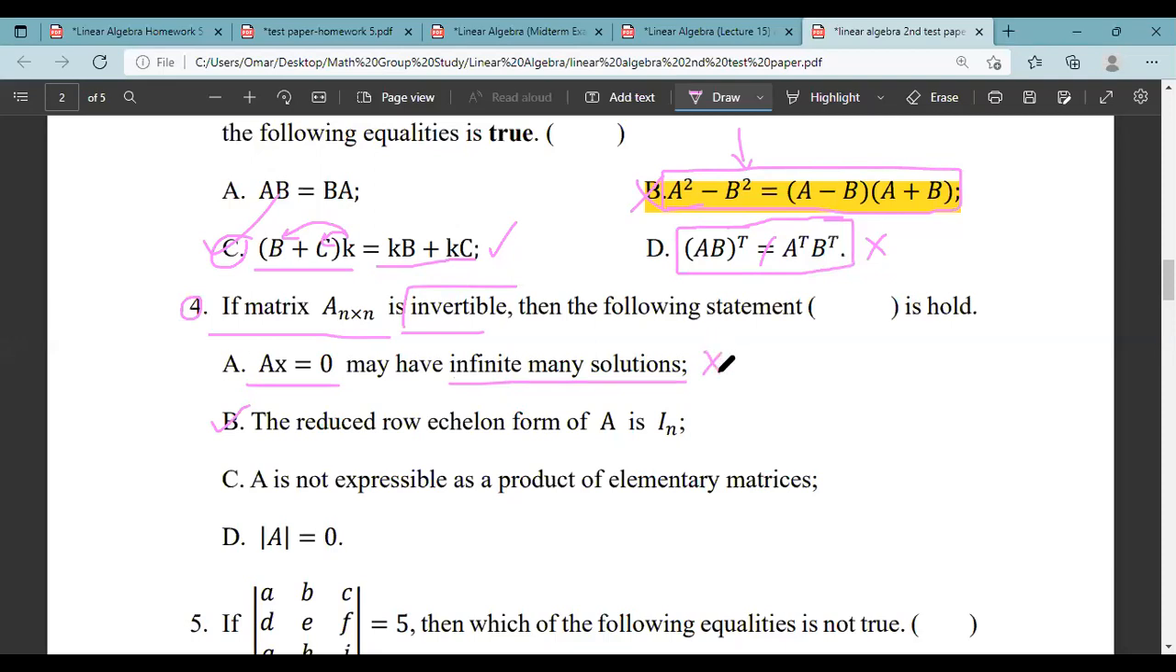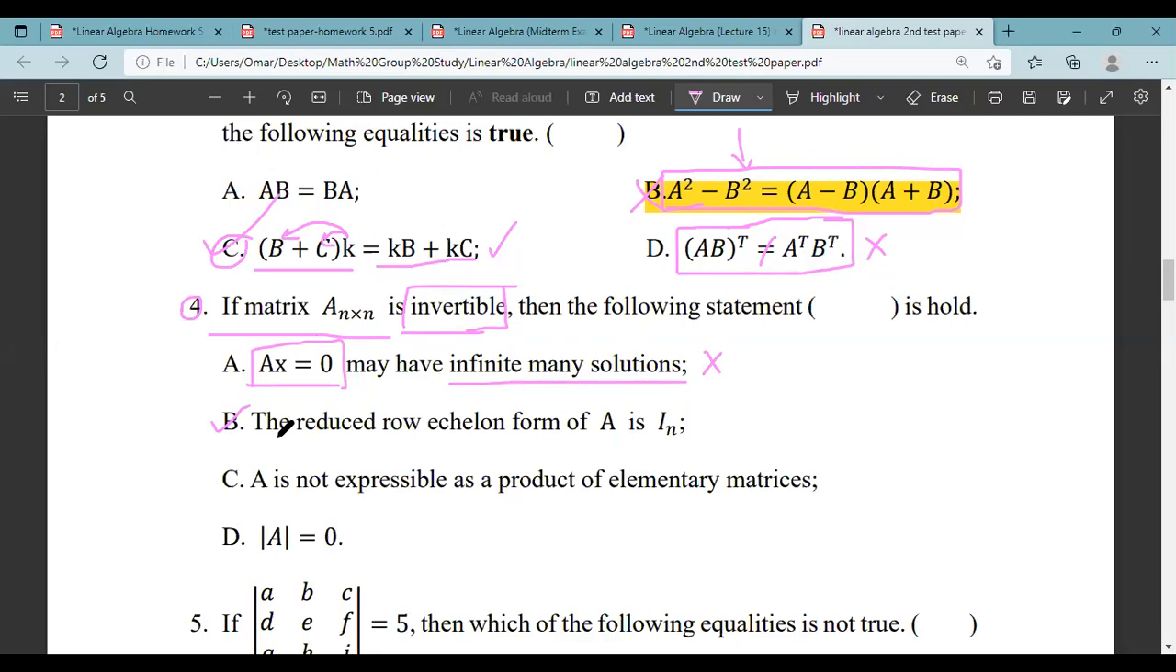Okay, so I don't know why this is not true. I don't know the explanation because the teacher didn't give any explanation. So you just assume that if A is an n by n matrix, if it is invertible, then Ax equal to 0 has infinitely many solutions. This statement is false.